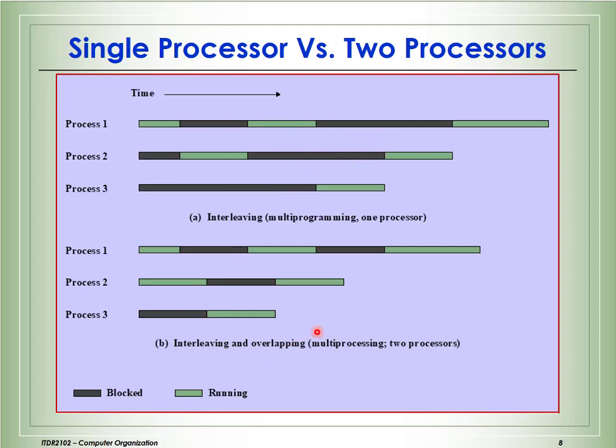Now here in the second example, two processes are running. As you know, this is the advantage of multiprocessing, that multiple processes can execute at the same time. You can see here that multiple processors can run at the same time. One process may be run by one processor, one CPU, and another process by the second CPU. So that is basically the time sharing system.